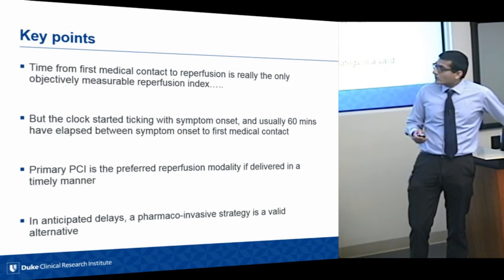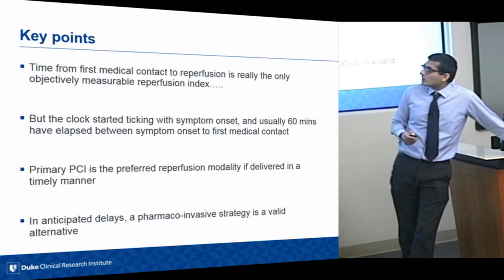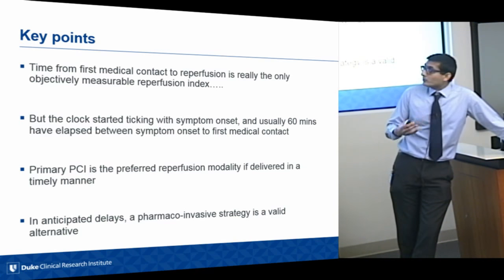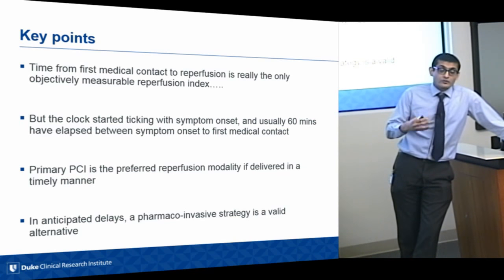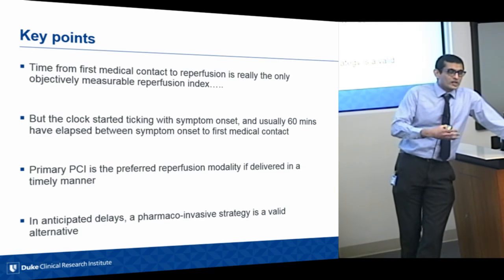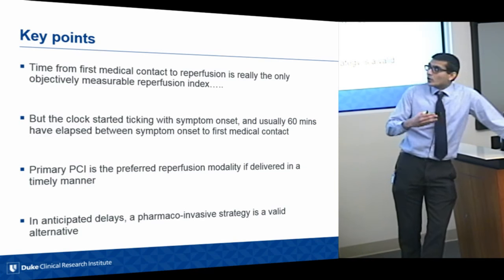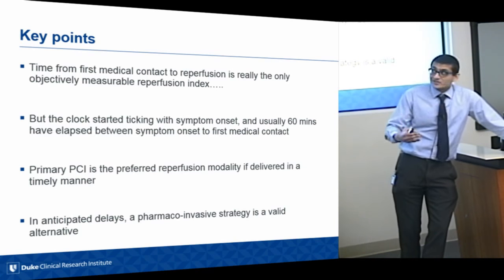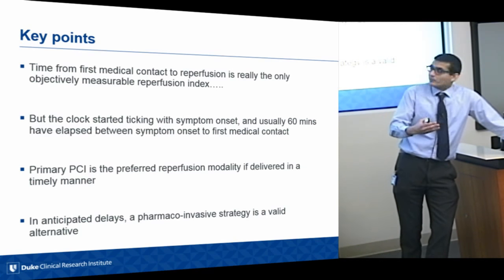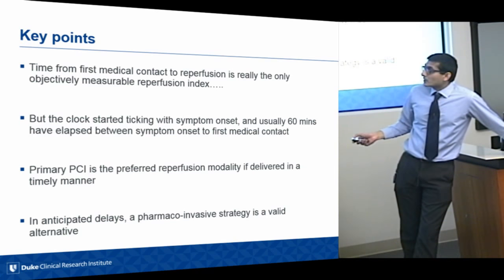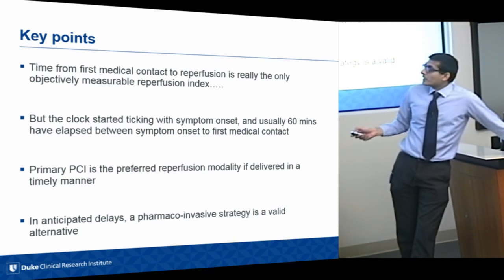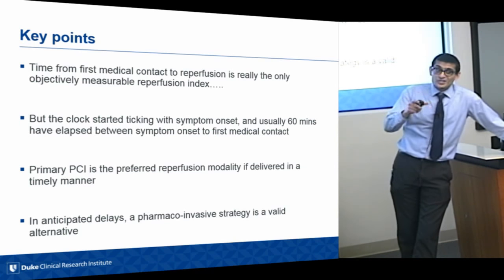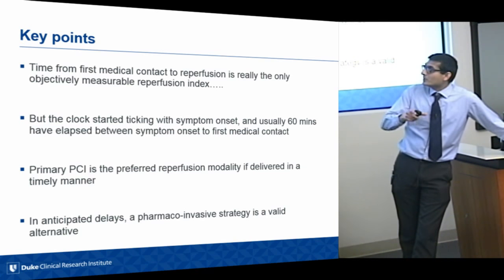And so the key points here are that time from first medical contact to reperfusion is really the only objective time we can measure. I mean, we can't really measure when patients say, yeah, the symptoms started at this time, but really that's not objective. And the reason why we record first medical contact to device time is because that's the only objective time. But the clock really started ticking with symptom onset. And usually 60 minutes have elapsed between that time and first medical contact.